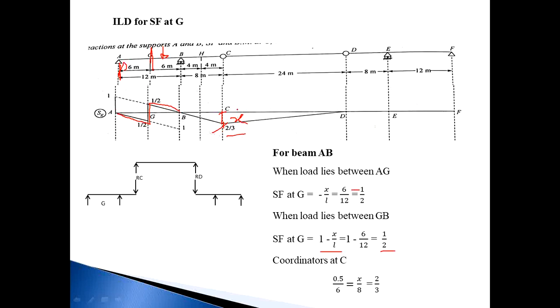Then next, when the load moves to point D, the RC value is 0, and if the RC value is 0, automatically RB and RA values are 0. And we know that the shear force at G, when the load is between A to G, is nothing but RB, and when the load lies between G to B, it is nothing but RA. So automatically RC is equal to 0. If RC is equal to 0, both reactions will be 0. So there is no shear force when the load lies on the D point, and whenever it crosses that D point, there is no reaction at point G. So join all these points by straight lines. This is the ILD for SF at G.